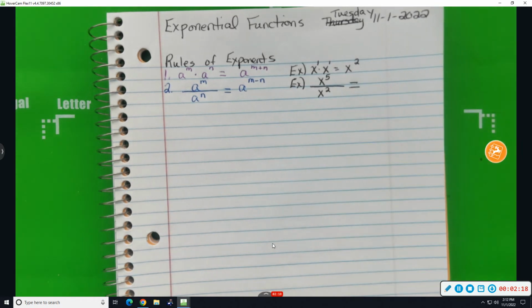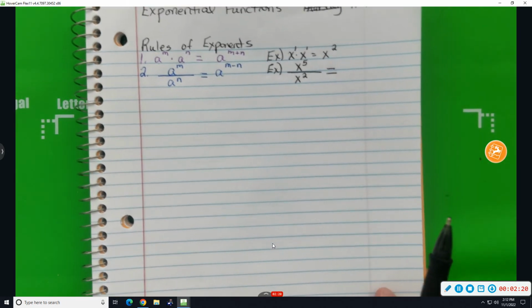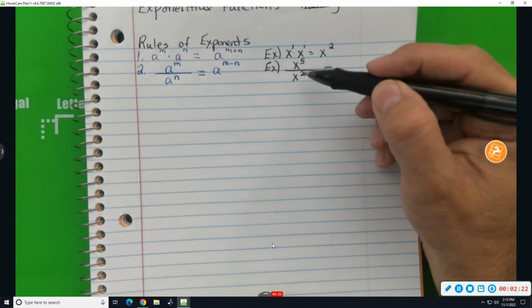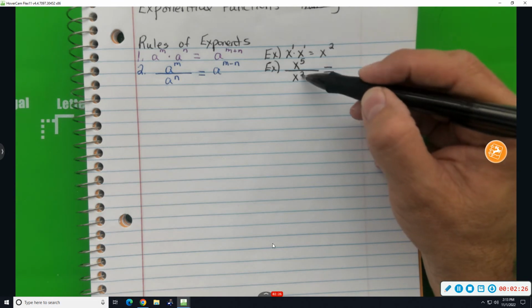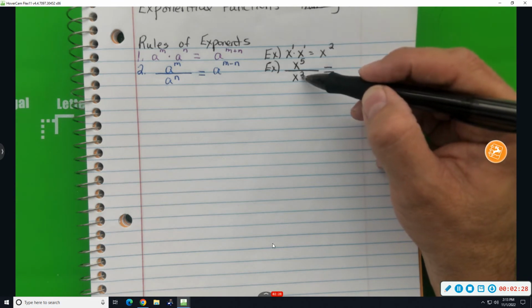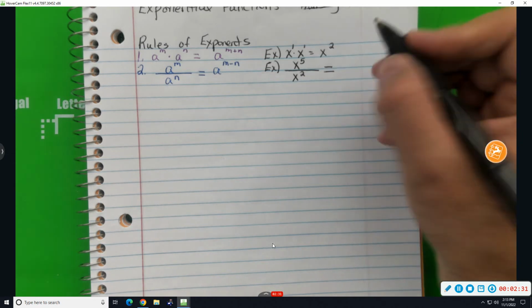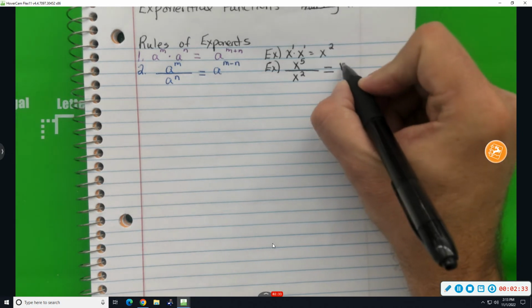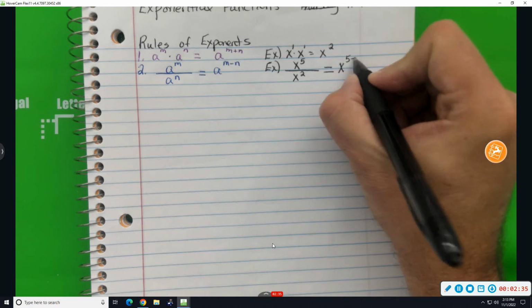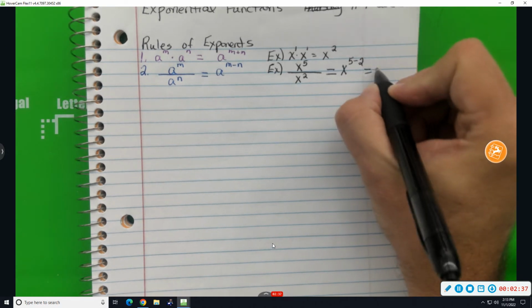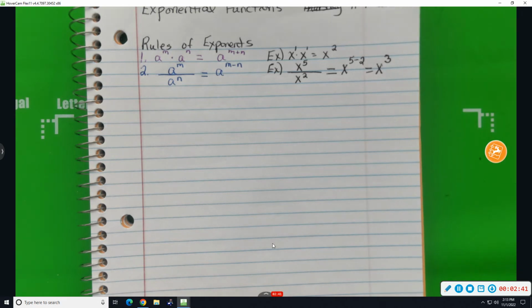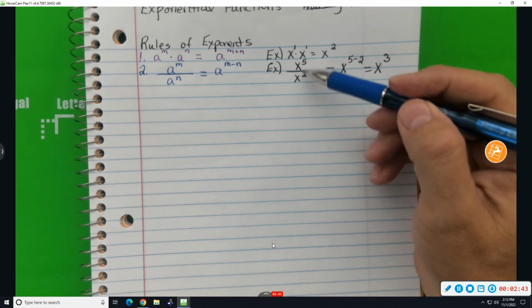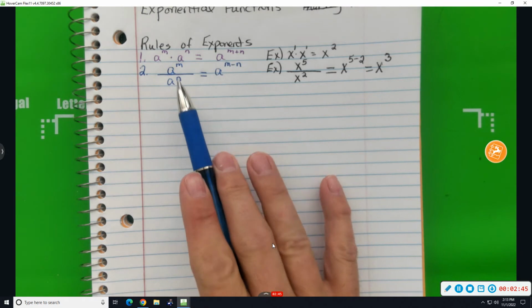If you were reducing this fraction, x to the fifth over x squared, you could cancel two of the x's up here on top with these two x's there, and you would be left with x to the third. In other words, you're subtracting the exponents. So anytime you've canceled variables like that, you were using the second rule of exponents.